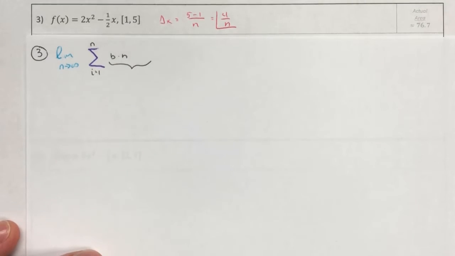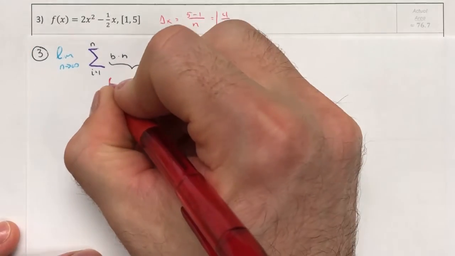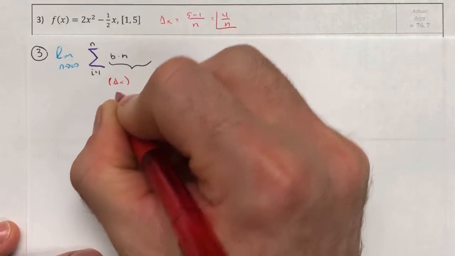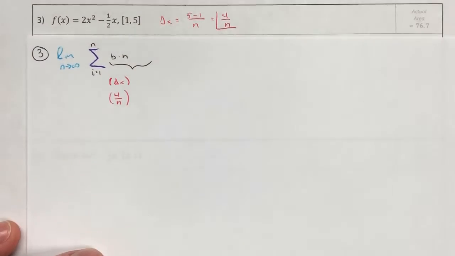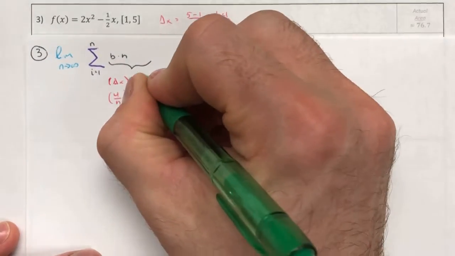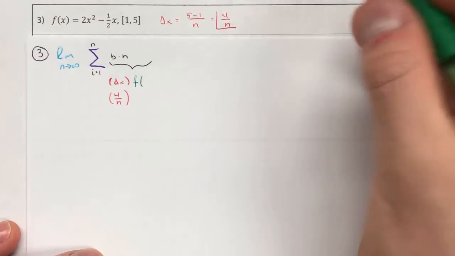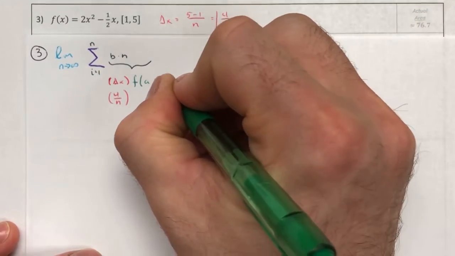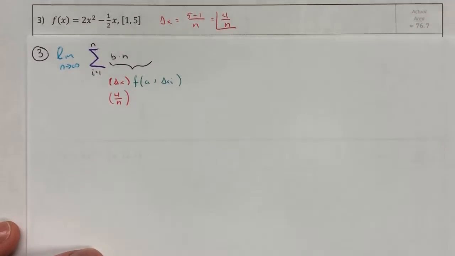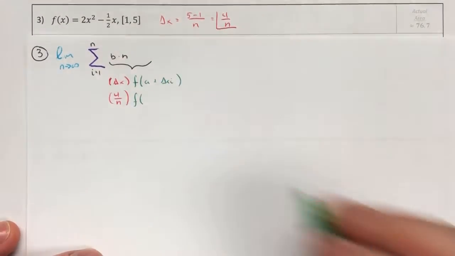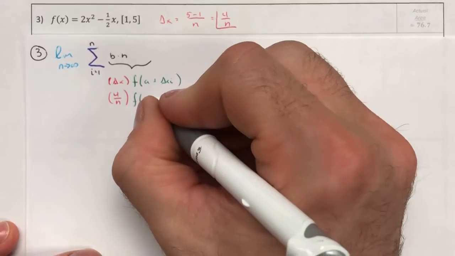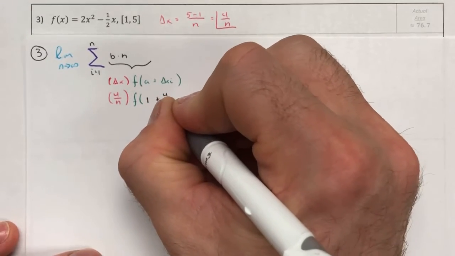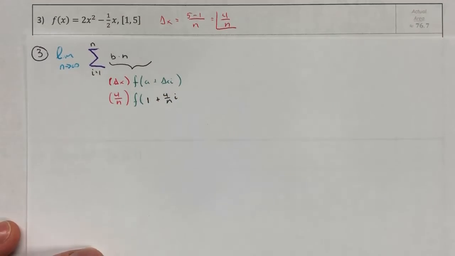I don't know why the camera's having problems focusing right now, but let's just go with it. Delta x is 4 over n. Our height over here is going to be the function, and I'm going to use the right-handed rule, a plus delta x i, as simple as possible, which is going to give me our starting point, 1 plus delta x, which is 4 over n times i.